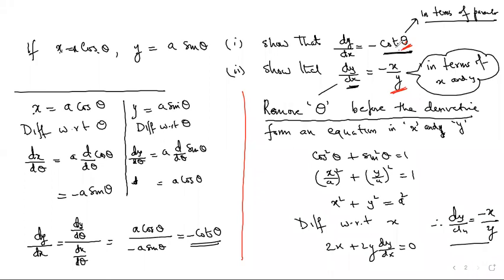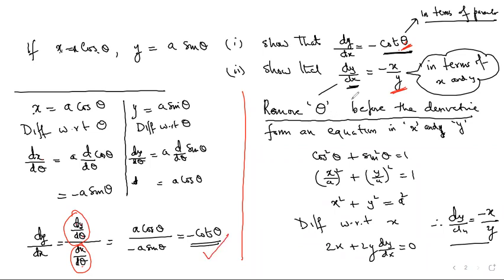If the parameter is present, you will apply dy by d theta divided by dx by d theta. What is the meaning of this? First, find the derivative of y with respect to theta. Find the derivative of x with respect to theta and divide. That gives you the answer in the parameter.